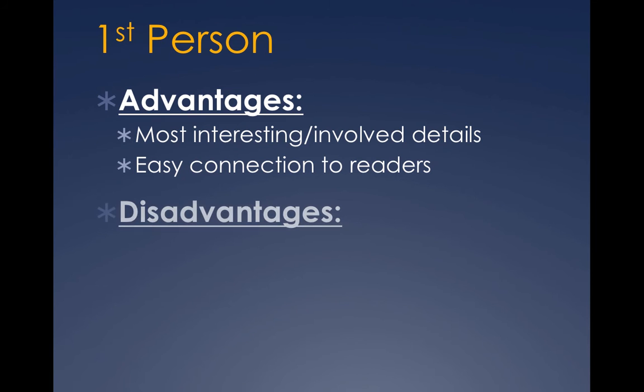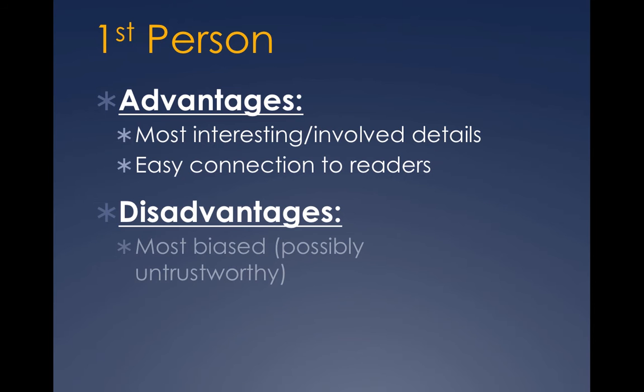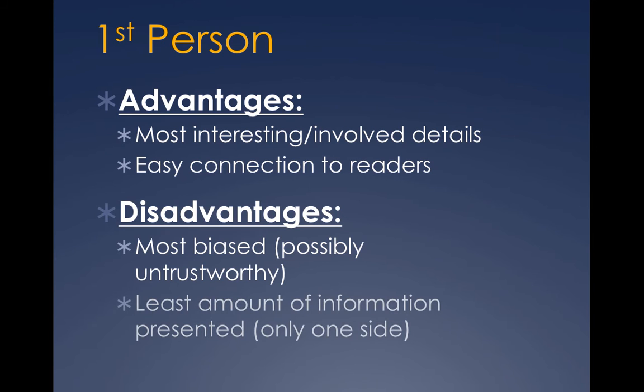There are also some disadvantages to first-person point of view. One of the disadvantages is that it is the most biased point of view, meaning it can possibly lead to an unreliable narrator or an untrustworthy narrator. There's also another disadvantage: sometimes when we have first-person point of view, we really only get one side of the story. This is the point of view that shows us the least amount of information presented to us. Now, it might be detailed, however, it's only really one side of the story.